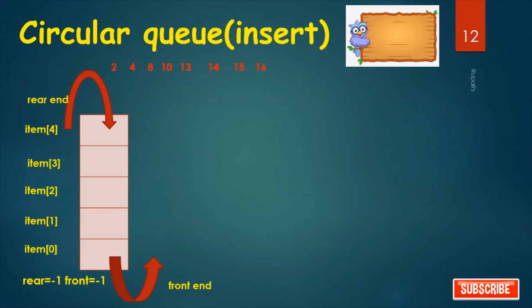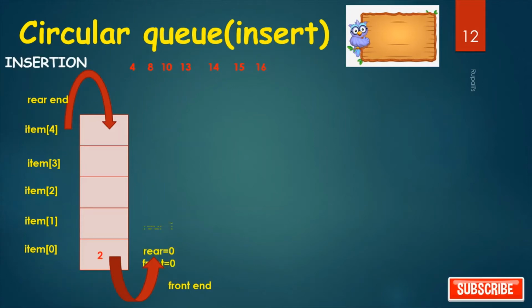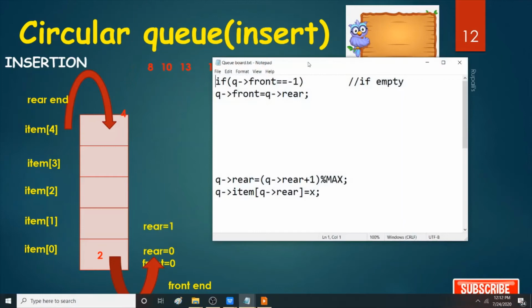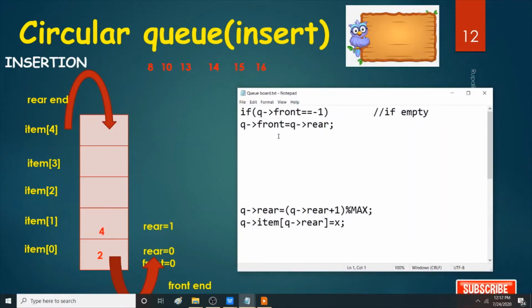Insertion. Initially, when the Q is empty, both rear and front are -1. When we start insertion, make both rear and front 0, then start insertion. So what is the initial condition? When Q arrow front is equal to -1, meaning the Q is empty, both are -1, but you can check only one. Then make both equal. This is the empty condition for insertion.